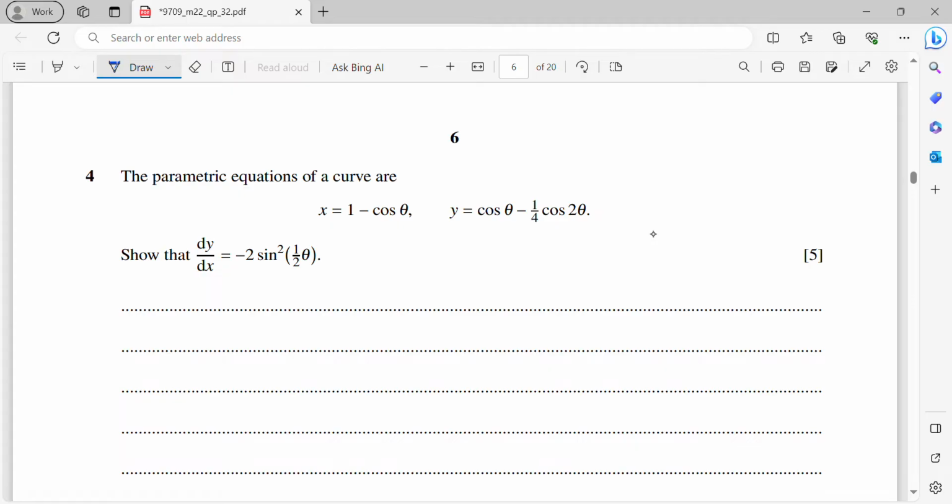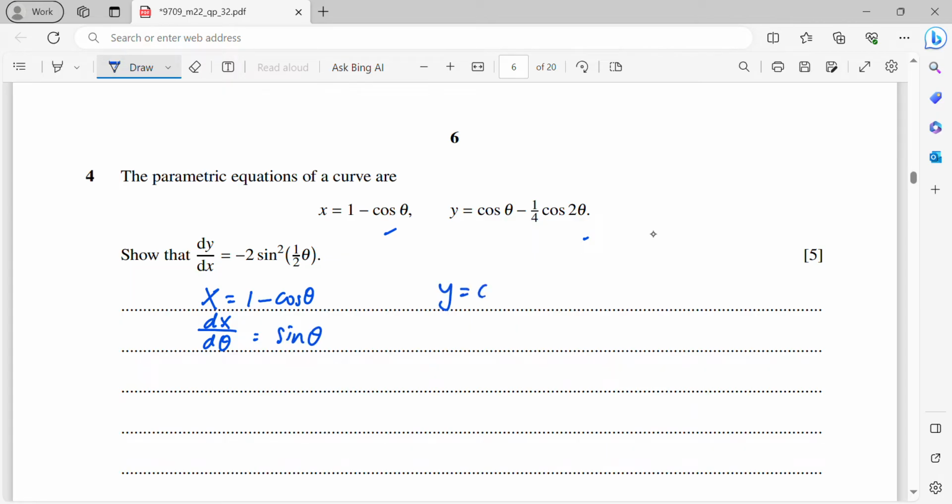Question number 4. The parametric equations of a curve are x and y. Show dy/dx. So x equals 1 minus cos theta. Now, here we need to get dx over d theta. So when you differentiate 1, you get 0. Differentiate negative cos theta is sine theta.